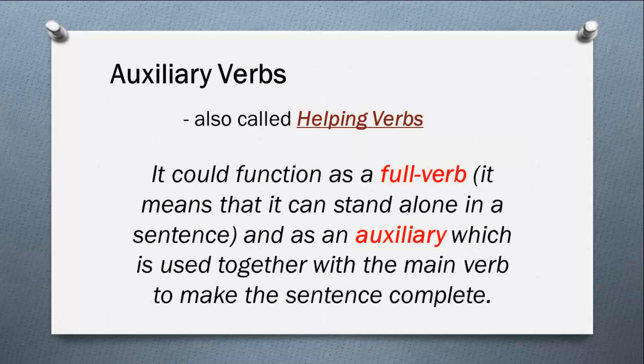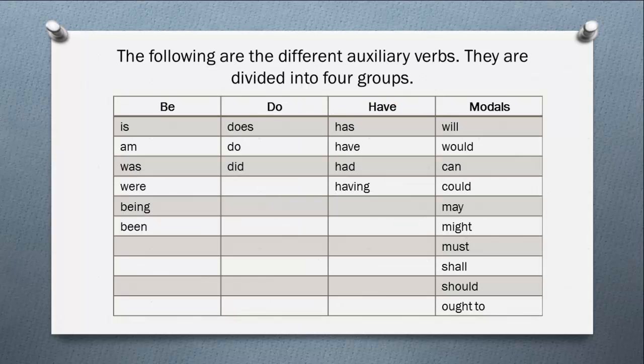Auxiliary verbs. Auxiliary verbs are also called helping verbs. It could function as a full verb. It means that it can stand alone in a sentence, and as an auxiliary, which is used together with the main verb to make the sentence complete.